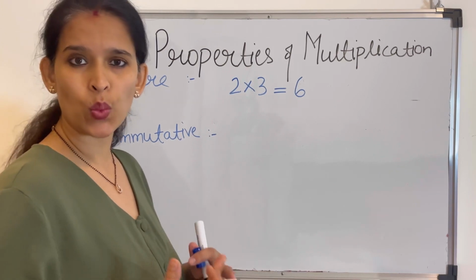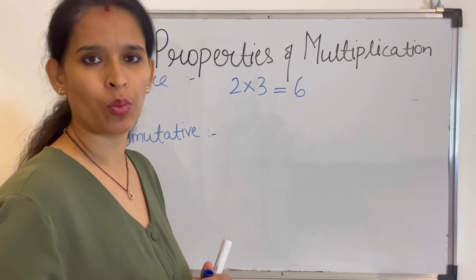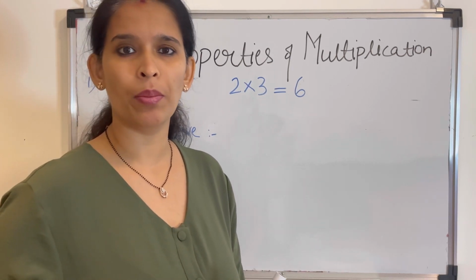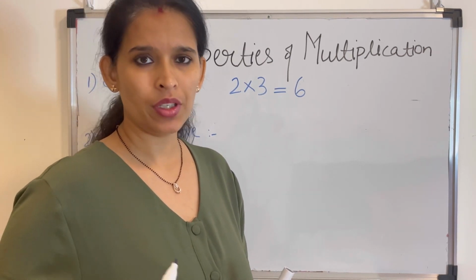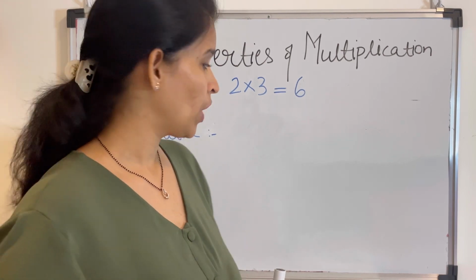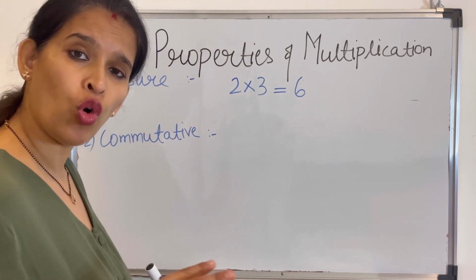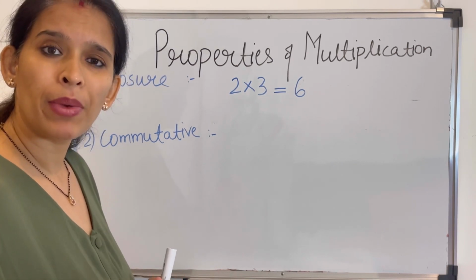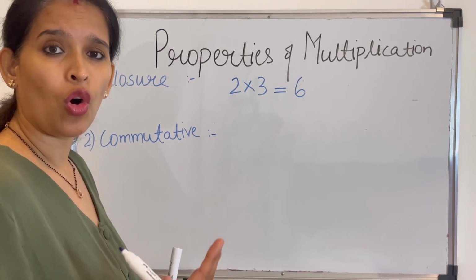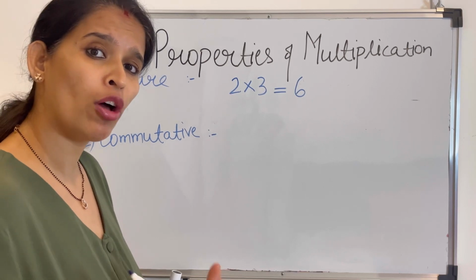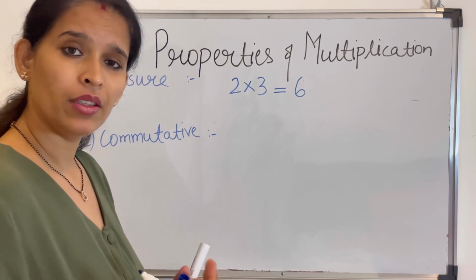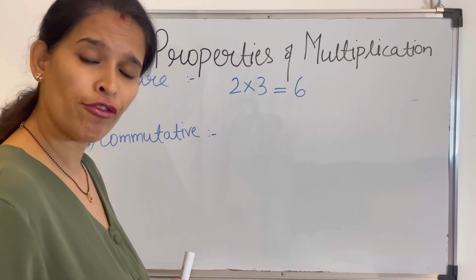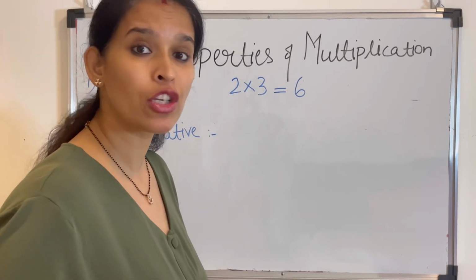Now the next one is known as commutative. Commutative means when we interchange two whole numbers in any form, the product should remain the same. Like if I have two whole numbers and I multiply, the product should remain the same whether the order is A multiplied by B or B multiplied by A. So let's check whether this property holds in multiplication or not.